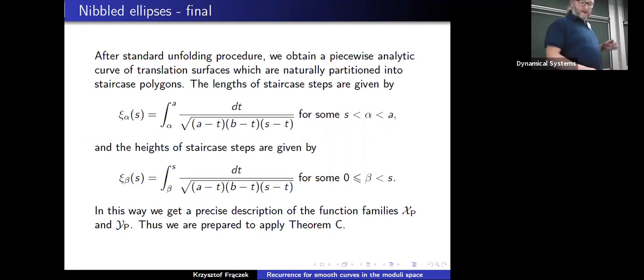And the lengths and heights of the steps can be computed by the following two formulas given by elliptic integrals. So it means that we have a precise description of the family X and Y, and we are prepared to apply our criterion CRM. The verification of the assumptions is not completely easy, but it's doable, and in this way we obtain unique ergodicity.